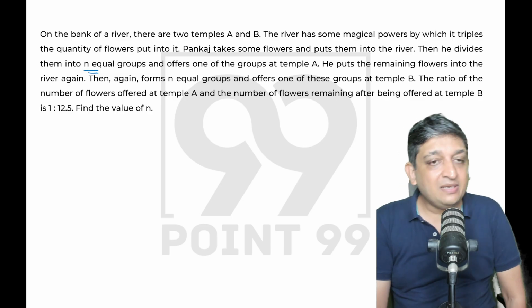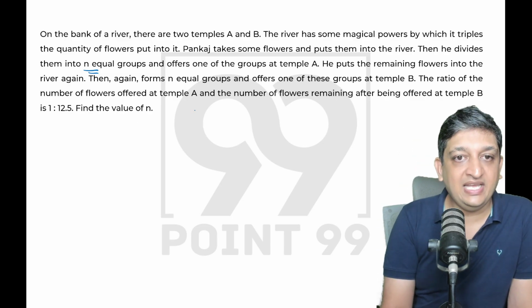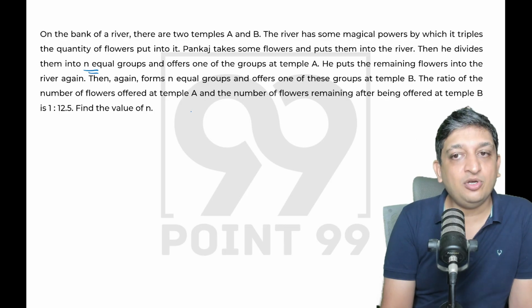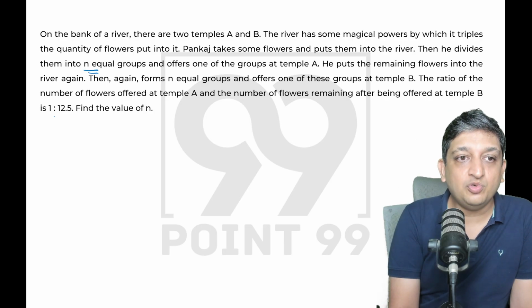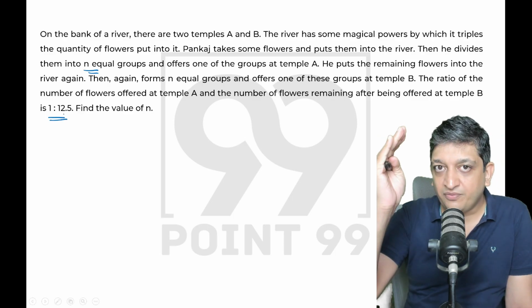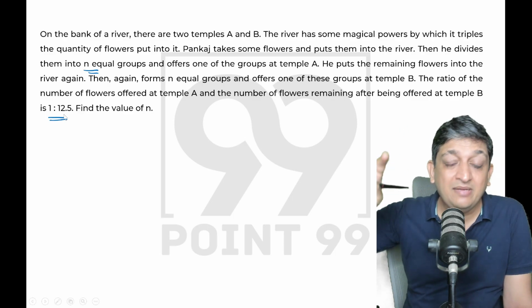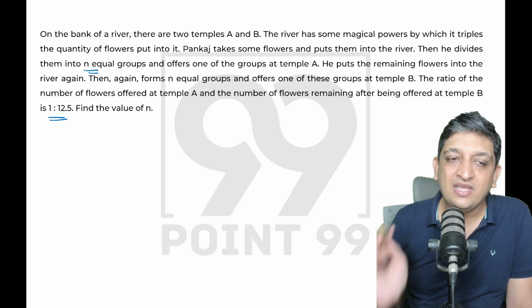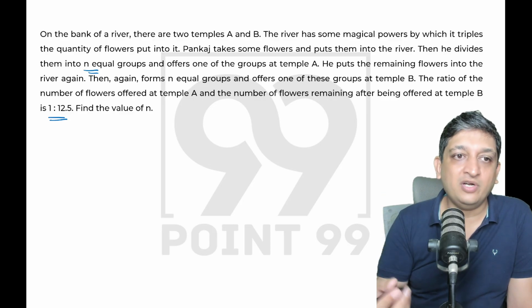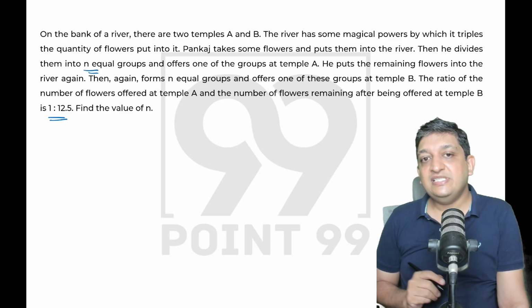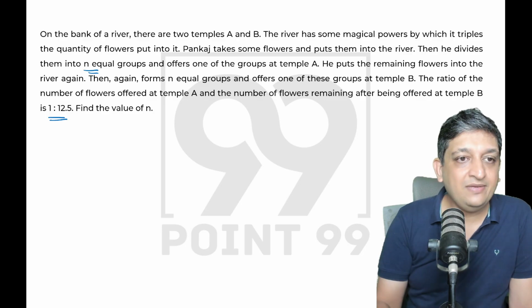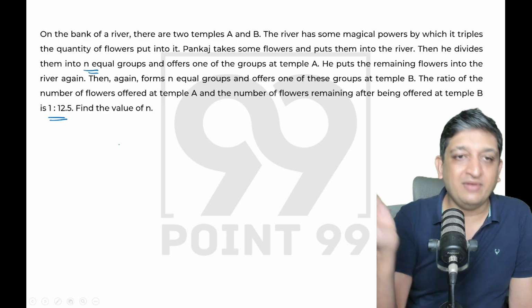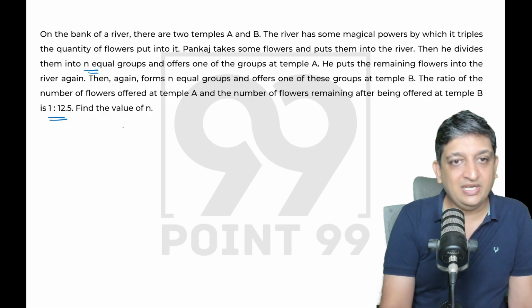The ratio of the number of flowers offered at temple A and the number of flowers remaining after being offered at temple B is 1:12.5. So whatever was offered at temple A divided by whatever is remaining after being offered at temple B is 1:12.5, or you can say 100 by 8 or 50 by 4 or 25 by 2 kind of a thing, right? So that is basically what we are talking about here. So let's see what we can get here. Not 25 by 2, 2 by 25.